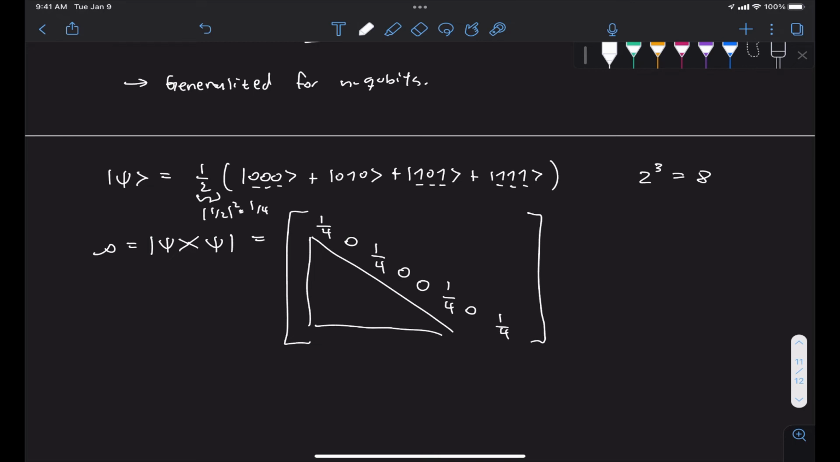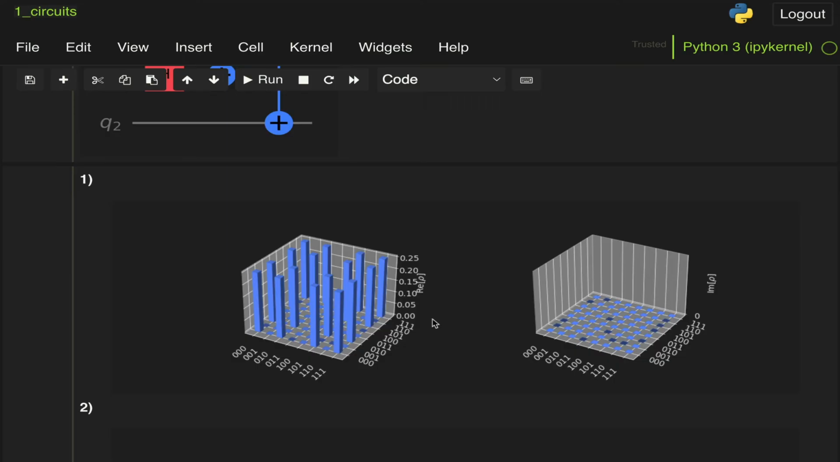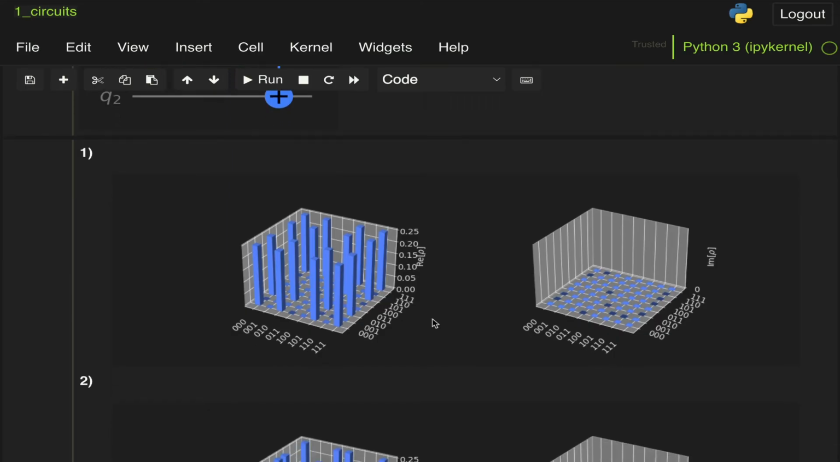But for the purpose of this problem, we can basically focus on the diagonal to see if we can figure out the solution just from looking at what we have here. So now let's go back to our Jupyter notebook and see what we have here.